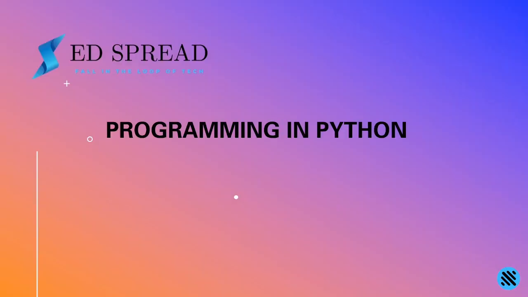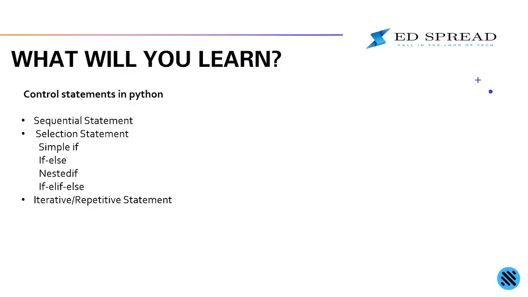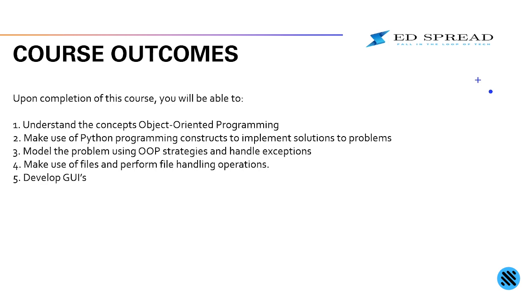So let us see the topics which you need to cover in the course of Python. Today we are going to learn about control statements in Python. There are three types. The first one is sequential statement, another one is selection statement, and under selection statement we'll be having these things: simple if else, nested if, and if else. The next topic which we are going to learn is iterative or repetitive statement. Let us see what are the things we need to cover, and let us also do many programs today related to these topics.